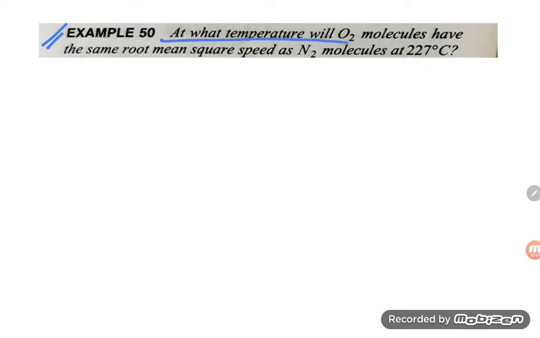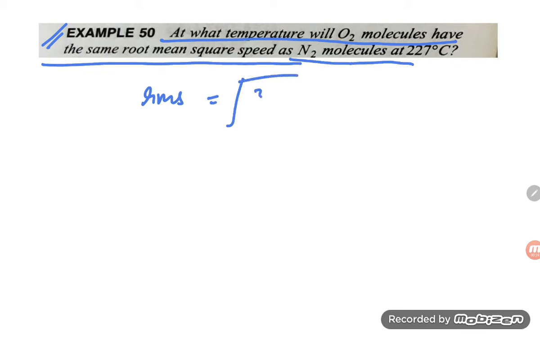At what temperature will O2 molecule have the same root mean square velocity as N2 molecule at 227 degrees Celsius, right student? So see student, they are talking about RMS speed. So RMS speed means root of 3RT by M.